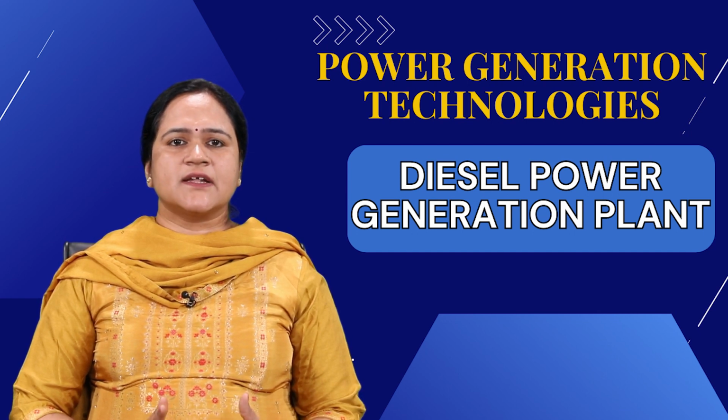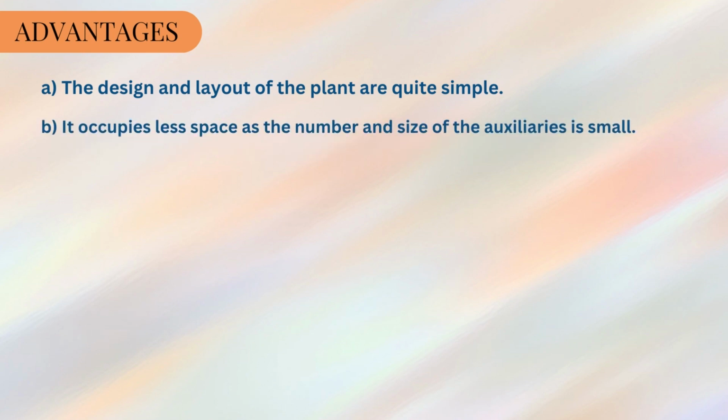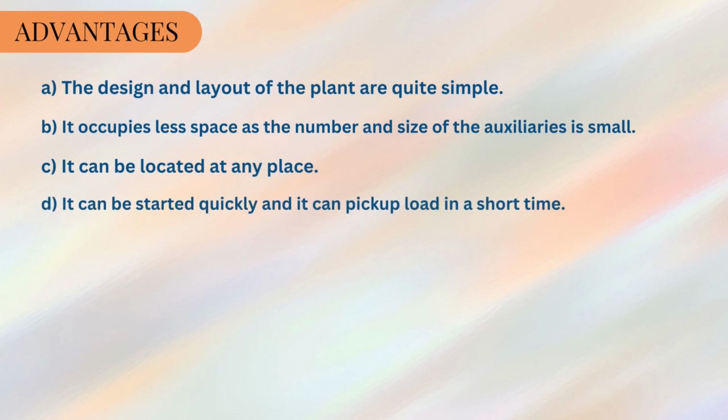the design and layout of these power plants are very simple. As you might have seen with DG sets or generators, they occupy very little space in comparison to other power plants, because the number and sizes of various auxiliaries are small. We can locate it at any place and it can be started quickly because it can pick up load in a very short time. Moreover, they do not have any standby losses.